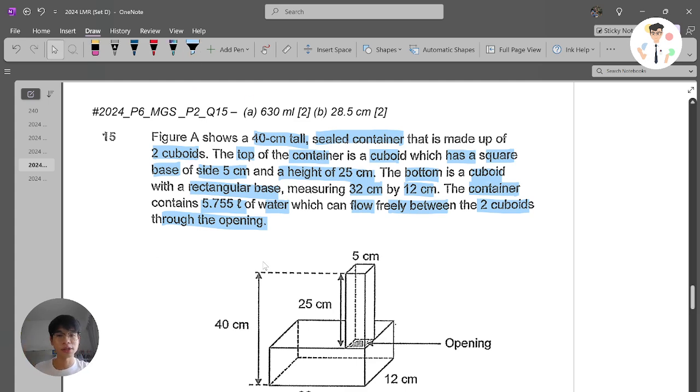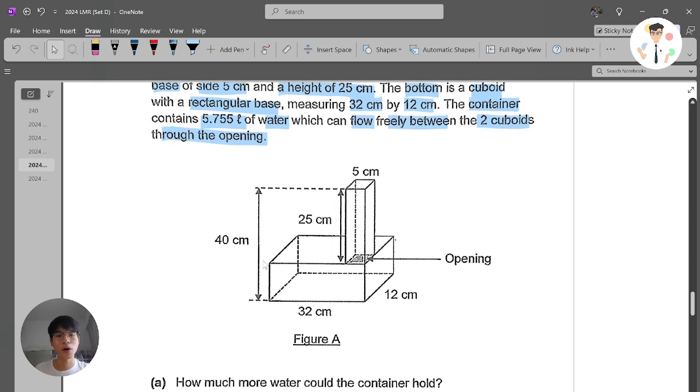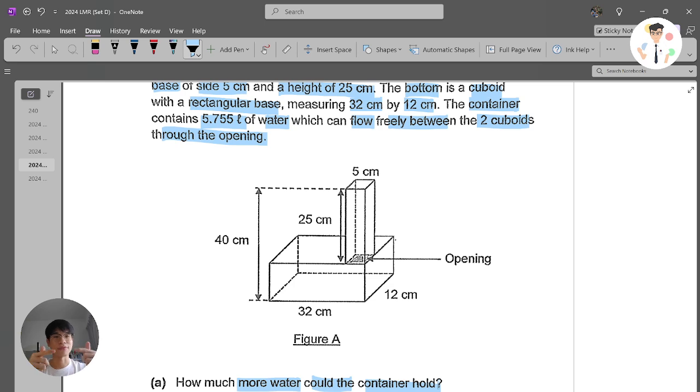Now, question A asks, how much more water could the container hold? Meaning that this container can hold a big amount of water and inside already has 5.755 liters.